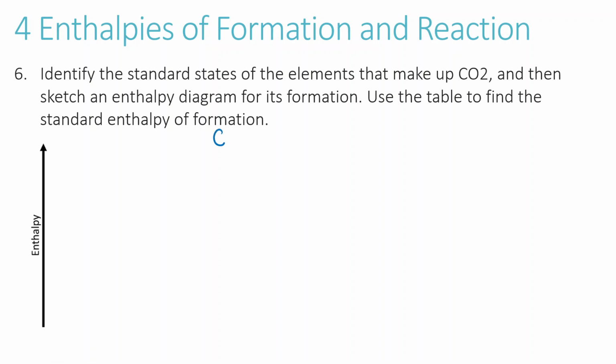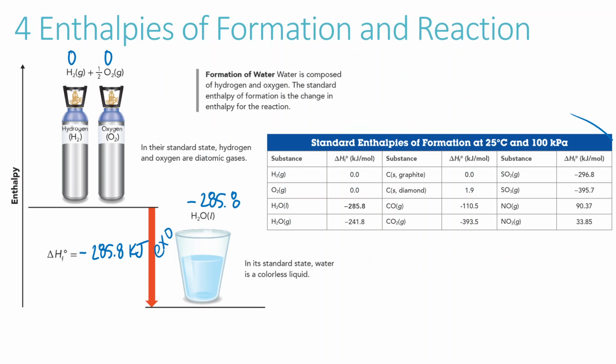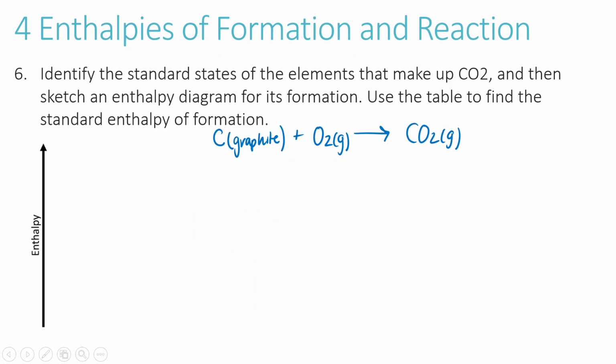So we're going to start with carbon, and this is going to be in the graphite form. And we need to react that with O2 as a gas to produce my CO2 gas. So this is my equation here. Now I'm going to look up the values on my table. So looking at carbon graphite, I see that delta H is 0. And looking at O2, I see that my delta H is also 0. So for CO2 gas, here is the value. So essentially we have 0, 0, and then negative 393.5.